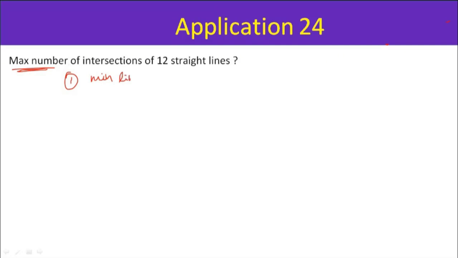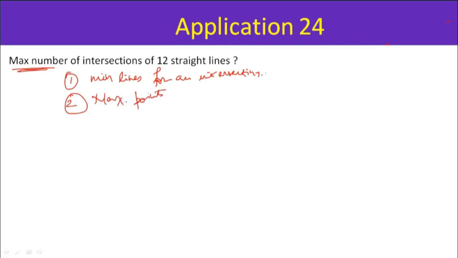Minimum lines for an intersection. Step number one, again, you just have to think how many minimum lines are needed for the intersection, and I want an answer from everyone. How many lines are needed for an intersection? And after you do this, you have to find the maximum number of points.